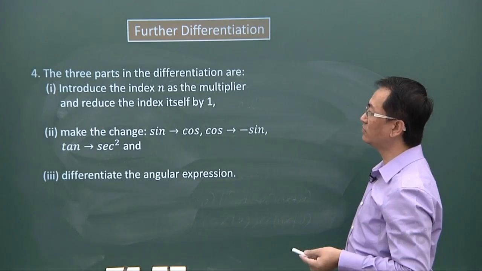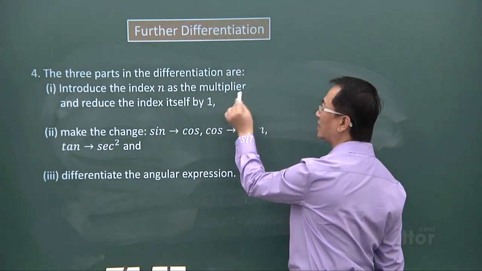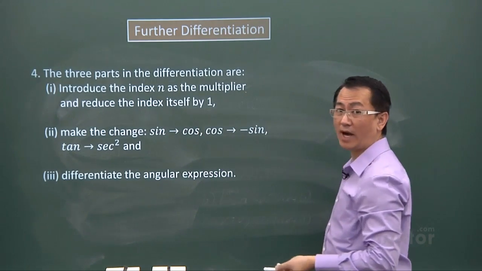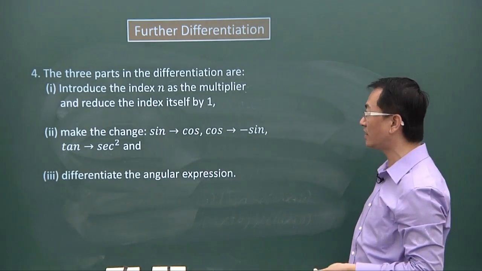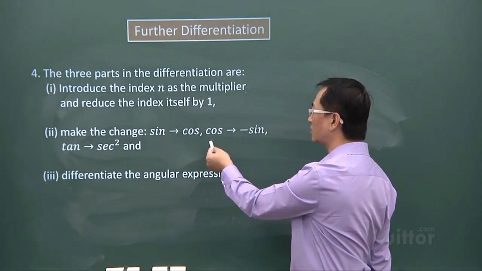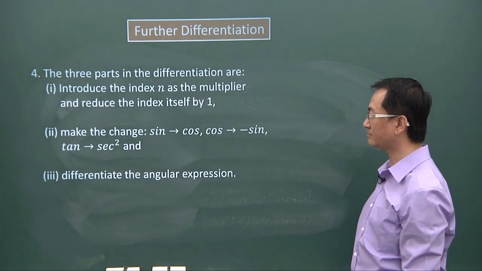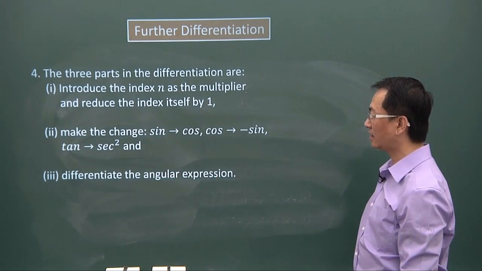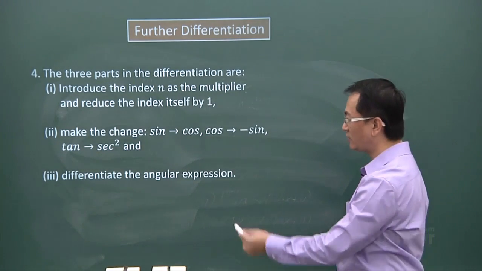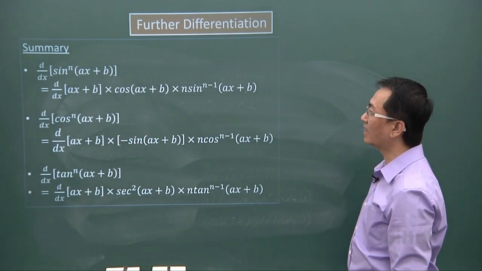Three parts you have to remember. The index will become the multiplier. The index itself is reduced by 1 in the process of differentiation. And the changes to make: sine to cos, cos to negative sine, tangent to secant squared. And then lastly, differentiate the angular expression. The summary.